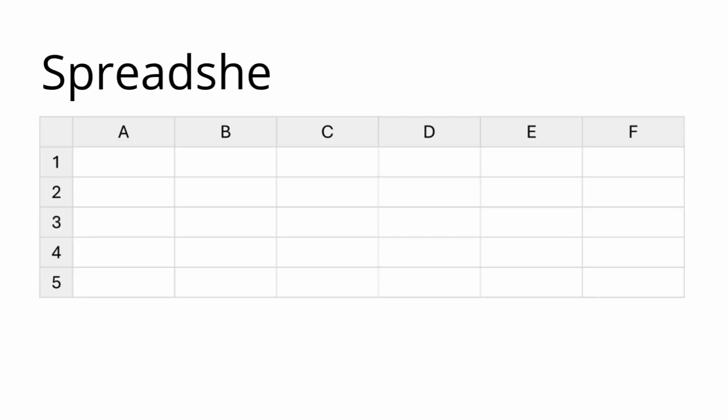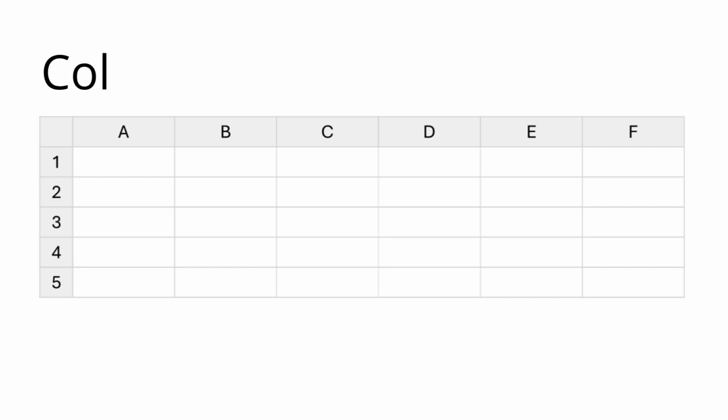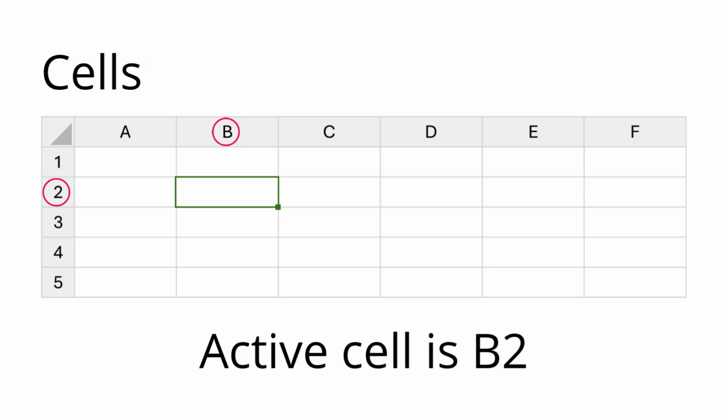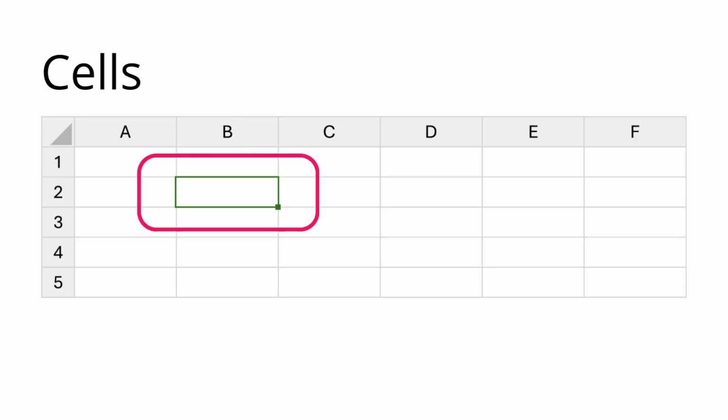Let's recap. Excel is a spreadsheet program. It is made up of columns and rows. Columns run from top to bottom and are identified by letters of the alphabet. Rows run from left to right and are identified by numbers. Cells are the spaces where columns and rows intersect. Cells are identified by the column letter and the row number, in that order. The active cell is identified by a green border.